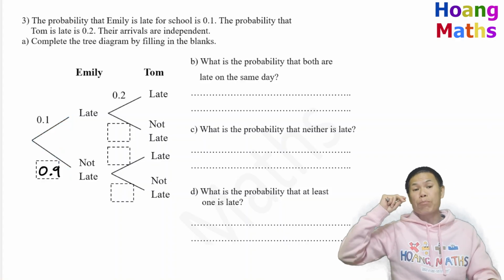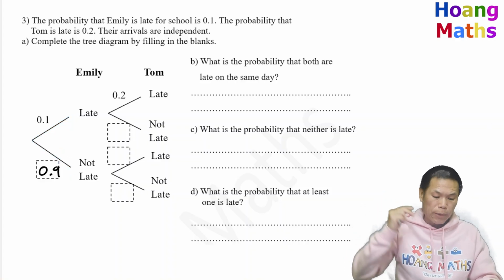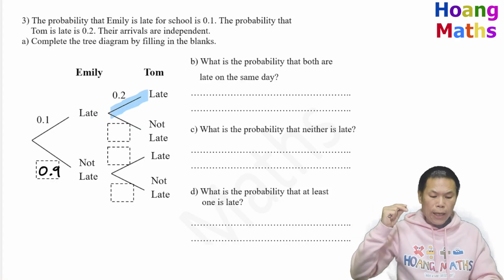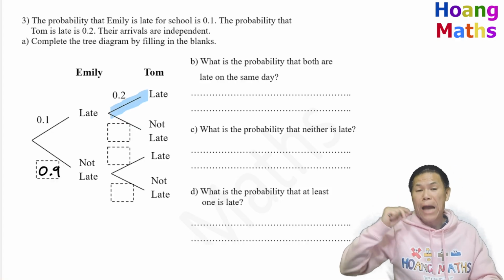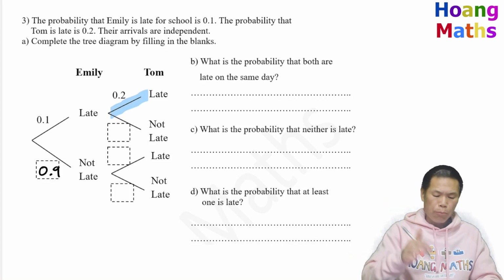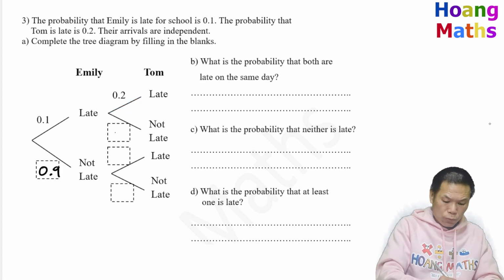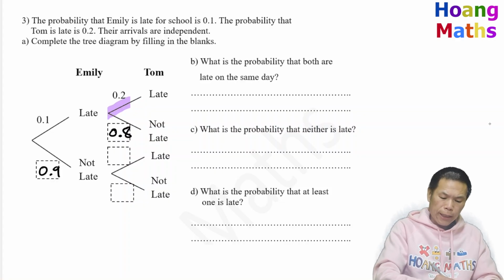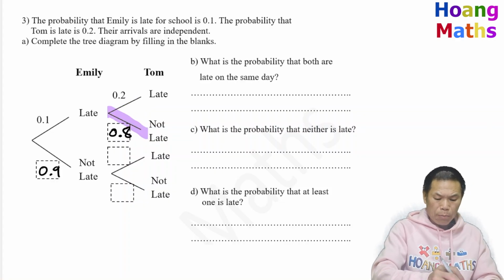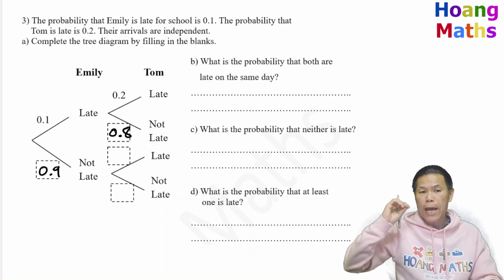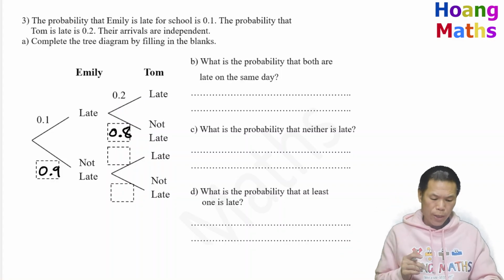And we know that the probability that Tom is late is 0.2. So therefore, not late will be 1 minus that, which gives me 0.8. So 0.8. And please take note again, the branches add up must give me 1 whole. Okay, keep that in mind because the probabilities add up must give me 1 whole.